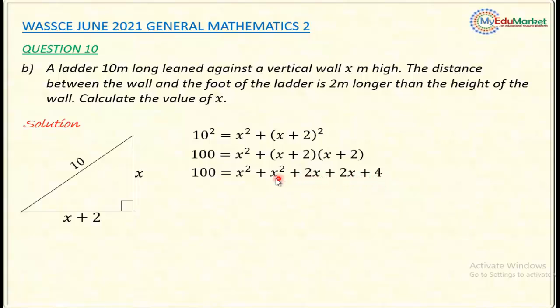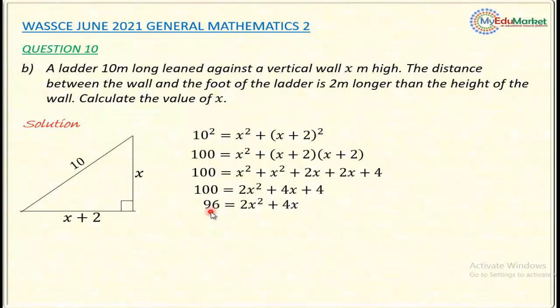So I'll collect like terms. This is x squared, this is x squared, this is 2x, this is 2x. So in the end I'm going to have 100 equals 2x squared. That is, x squared plus another x squared is 2x squared. And this 2x plus this 2x gives 4x. Then I continue rearranging this. 4 moves to the other side and becomes minus, so 100 minus 4 is 96.